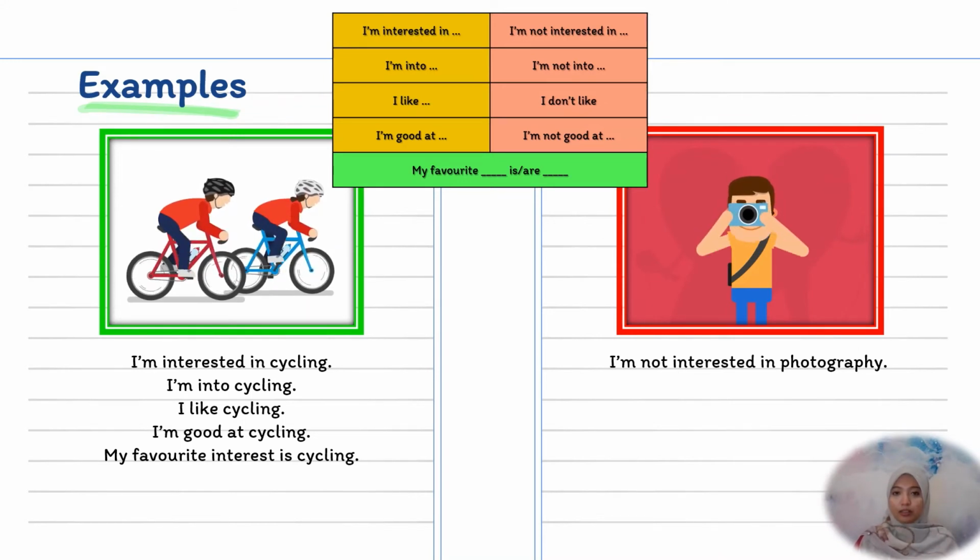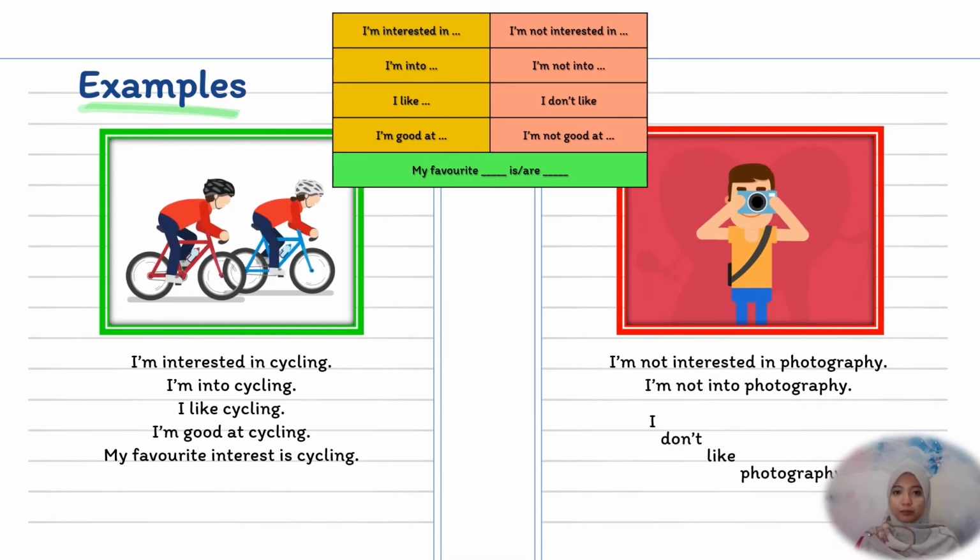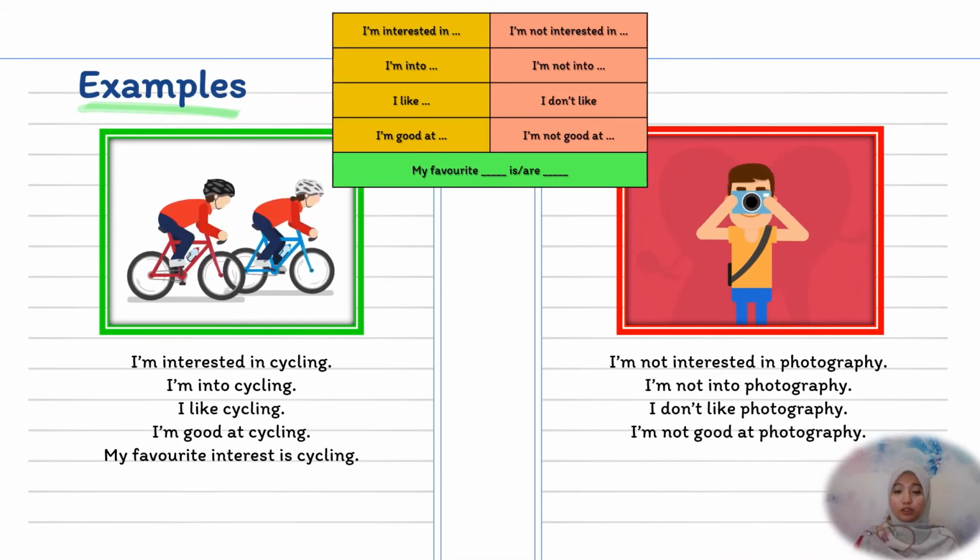Okay, for example, I'm going to use the first sentence: I'm not interested in. So what is the picture? It is photography. So I add in photography. I'm not interested in photography. The next one is I'm not into photography. Third one is I don't like photography. And the last one is I'm not good at photography. These are the examples of using all the sentences in the table given.